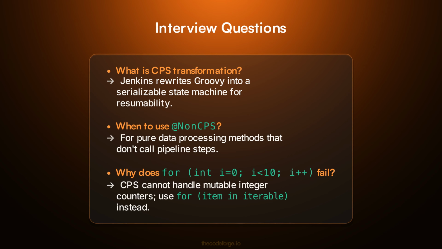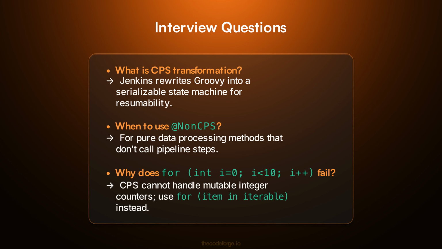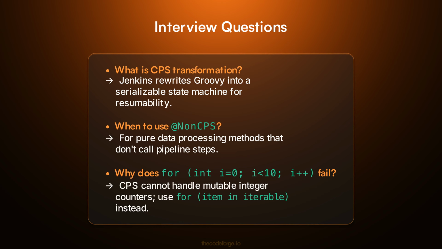Let's run through some common interview questions. What is CPS transformation? Jenkins rewrites Groovy into a serializable state machine for resumability. When to use @NonCPS? For pure data processing methods that don't call pipeline steps. Why does for (int i = 0; i < 10; i++) fail? CPS cannot handle mutable integer counters, use for item in iterable instead.